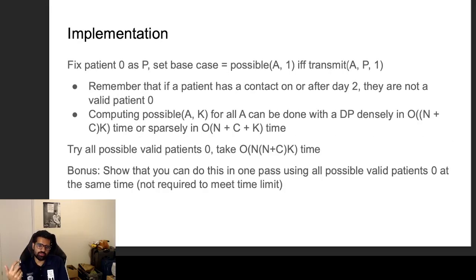Once we've made this observation, the implementation is pretty straightforward. We can fix each person as the patient zero, and then we need to compute these two tables. Is it possible for a person to get infected on a day, and is it possible for two people to meet on a given day? Computing this can be done with DP, DFS, BFS, whatever kind of pathfinding algorithm in a DAG you prefer. And if you try for each possible patient, it'll take time proportional to the number of people times the number of contacts times the number of days.